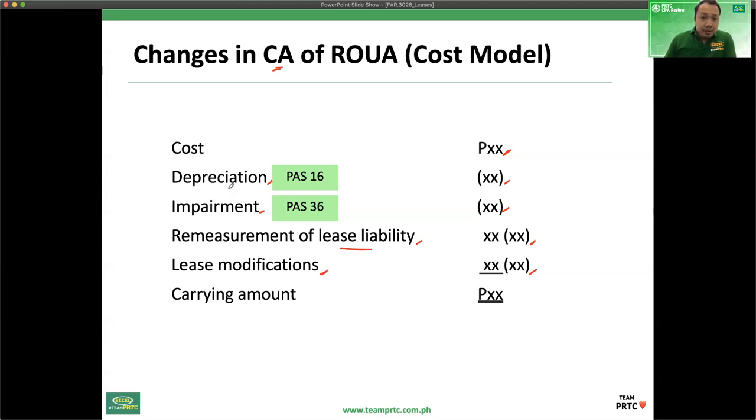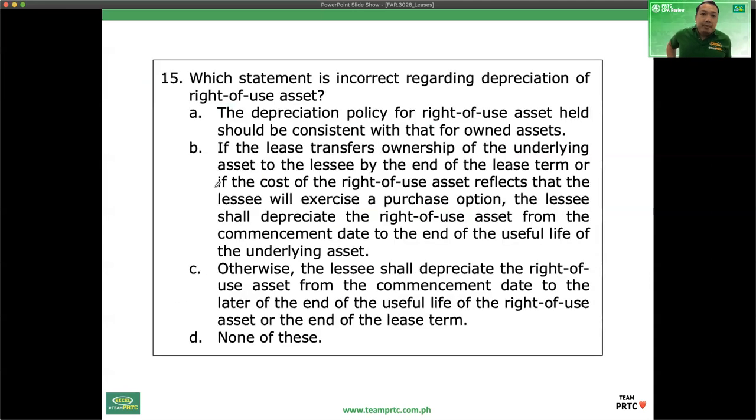Now, in relation to depreciation, number 15, which statement is incorrect regarding depreciation of right of use asset? A is a correct statement: the depreciation policy for right of use asset held should be consistent with that for owned assets. So, paano yung sa owned assets? Ganun din. Dapat sa right of use asset. Ang issue lang dyan is yung depreciation period. Okay? B is also correct.